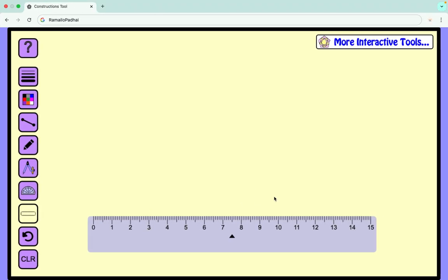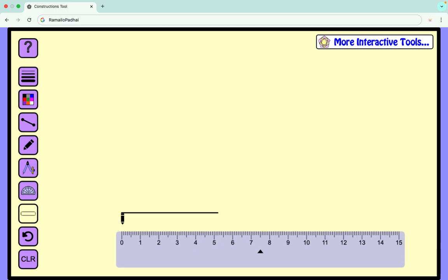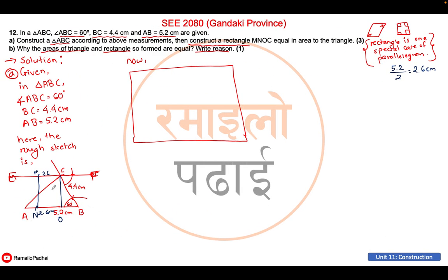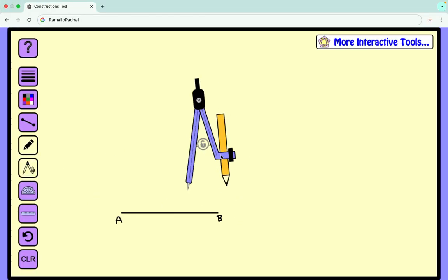So we will make a line of 5.2 centimeter. So this is 5.2 centimeter. This one is A, and this one is B. Now we need to make a 60-degree angle at B. So using compass, we will make that.